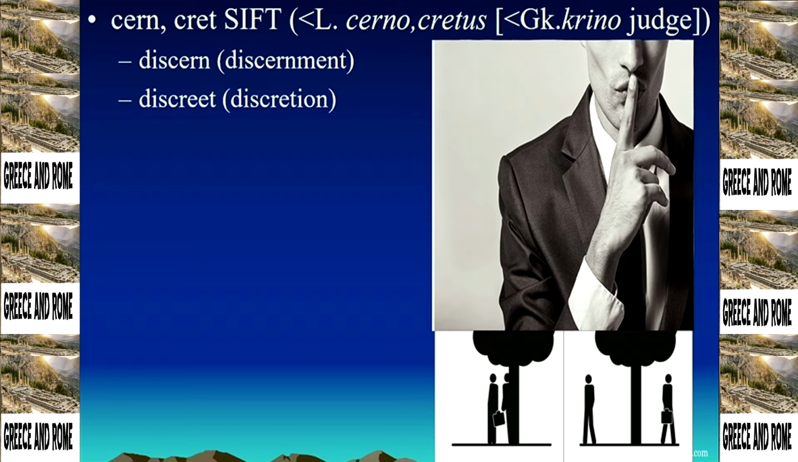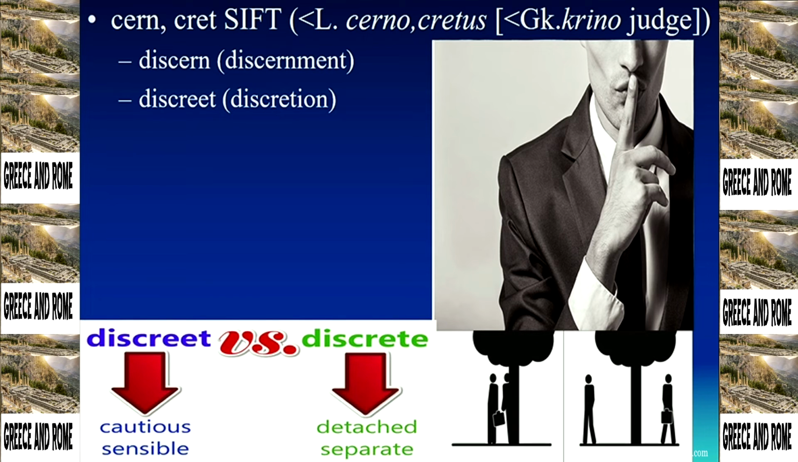They're being discrete because they need to meet up, because they have information that needs to be shared, and everything's great, and they're doing the right thing. Okay. Whereas discrete on the right with an ETE means separate from each other. Separate from each other. Okay. So when you talk about two things that are discrete, you mean that they're separate from each other. Okay. And that's what's going on here with this little labeling. Discrete, cautious, or sensible versus detached and separate.